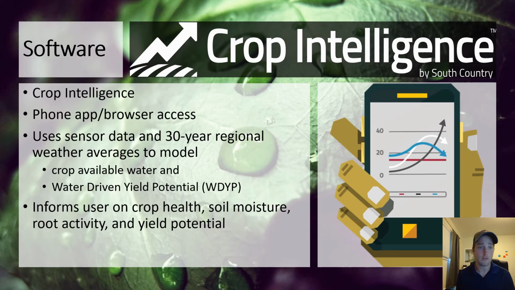So there's a phone app and browser access. It uses sensor data and 30-year regional weather averages to model crop available water and water-driven yield potential. So this informs the user on a few different things: crop health, soil moisture, root activity, like I was just referring to in that last picture, and last but certainly not least, yield potential.